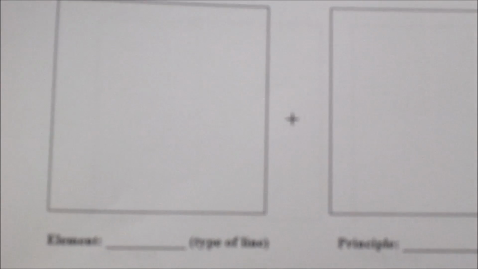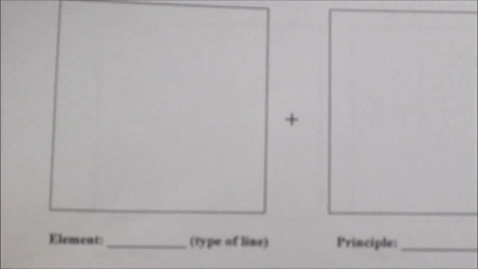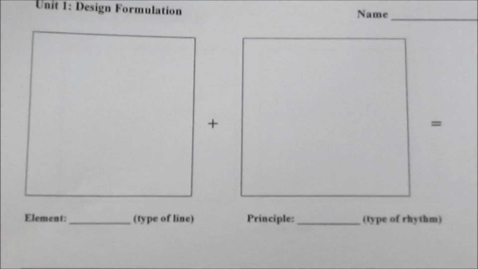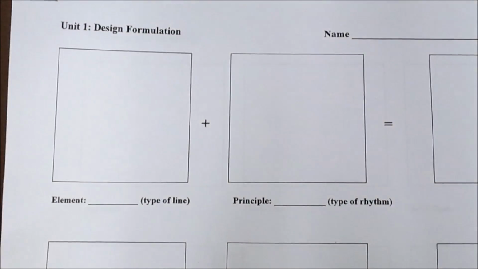All right, so here's how you do this. You're on your sheet. The first thing that you do is you're going to pick out a line type. Back out just a little bit here. And I'm going to pick structural lines.